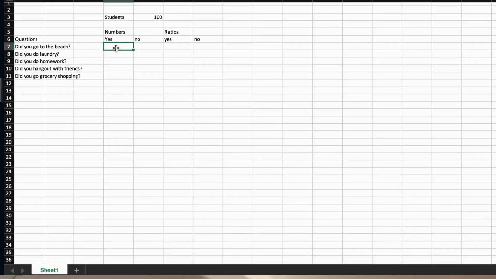Under our yes and no column, we will be writing people's answers to each question. These numbers should align with the questions. For the first question, 60 people answered yes and 40 answered no. Second, 85 answered yes and 15 answered no. Third, 90 people answered yes and 10 people answered no. Fourth, 70 people answered yes and 30 answered no. And fifth, 30 people answered yes and 70 people answered no.